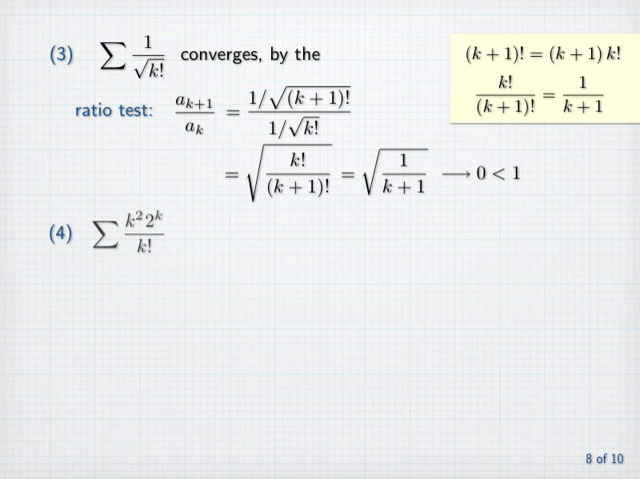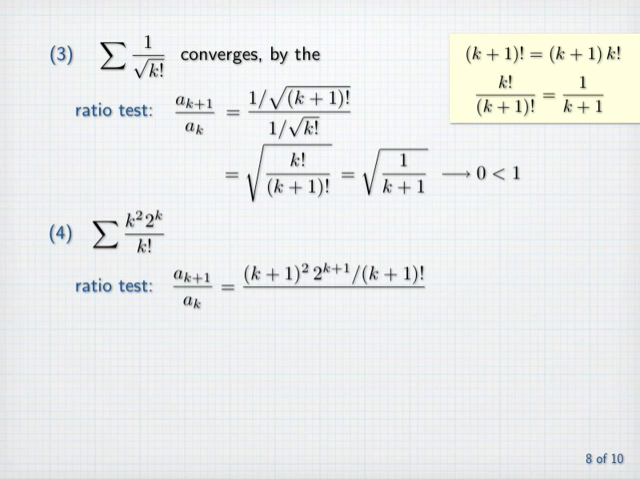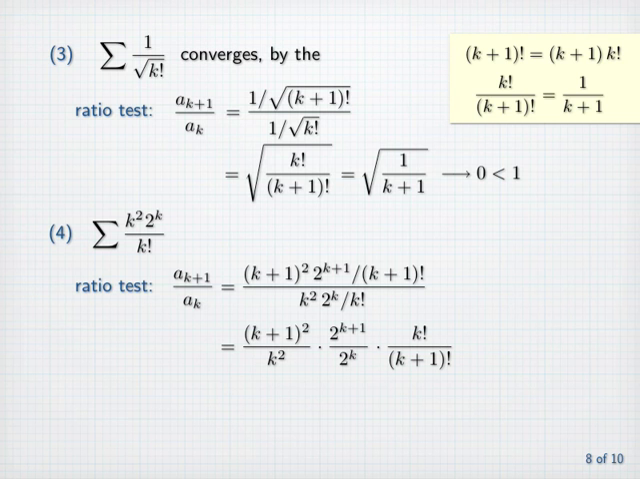Now let's apply the ratio test to the sum of k squared times 2 to the k over k factorial. Here, a sub k plus 1 equals (k plus 1) squared times 2 to the k plus 1 divided by (k plus 1) factorial, and a sub k is simply k squared times 2 to the k divided by k factorial. We can rewrite this quotient as (k plus 1) squared over k squared times 2 to the k plus 1 over 2 to the k times k factorial over (k plus 1) factorial.